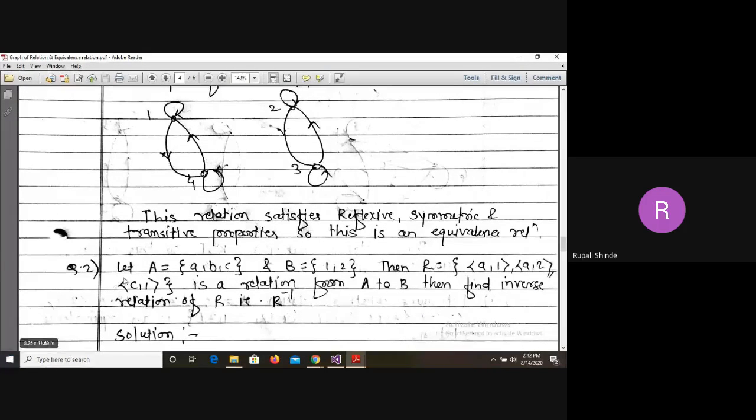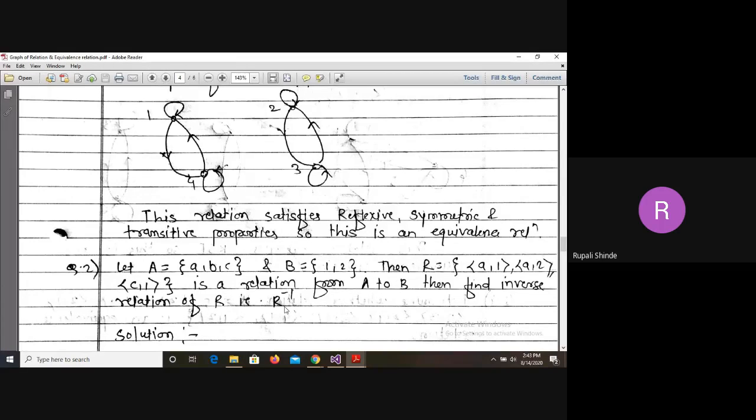Question number 2. Let A equal the set {a, b, c}, B equal the set {1, 2}. Then relation R, which consists of a set of ordered pairs, is a relation from A to B. Find the inverse of relation R, that is R inverse. Okay. So relation R is given and we have to find the inverse for this given relation.